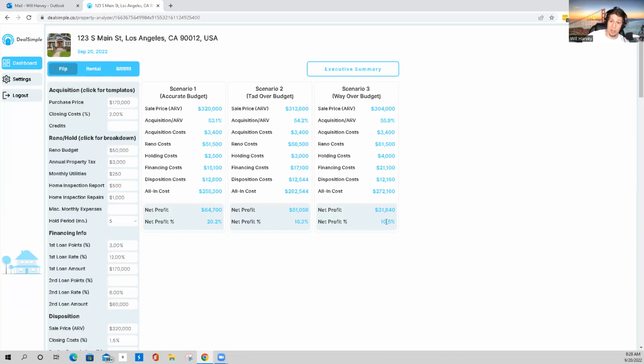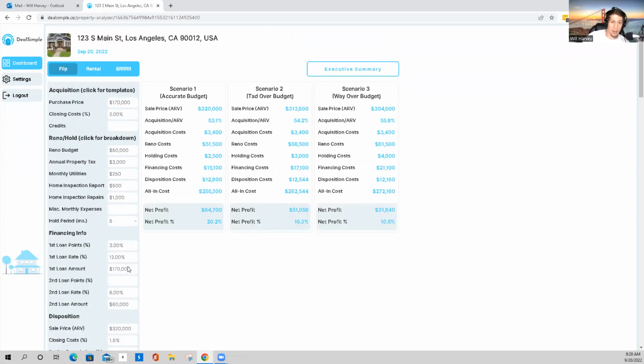Typically how we model these out is if our worst case is us breaking even or even losing a little bit of money, maybe 5 to 10 grand, we're okay with that. We'll take that risk because we believe that we're conservative on the ARV, and we should come in closer to scenario one. But in an Armageddon scenario, still not horrible.